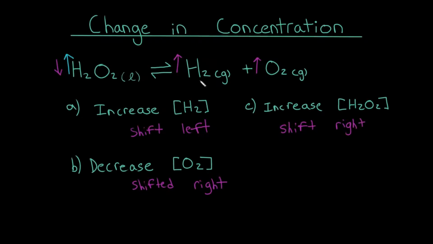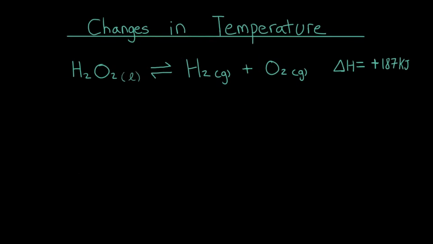Okay, now let's see what happens when we change the temperature of the system. Just give me a second to draw everything out and I'll be right back. Okay, now that I've finished drawing the problem, we can begin. So this time we're doing changes in temperature, and the chemical equation is the exact same, but now we have a heat, or a delta H. So this chemical equation produces heat.